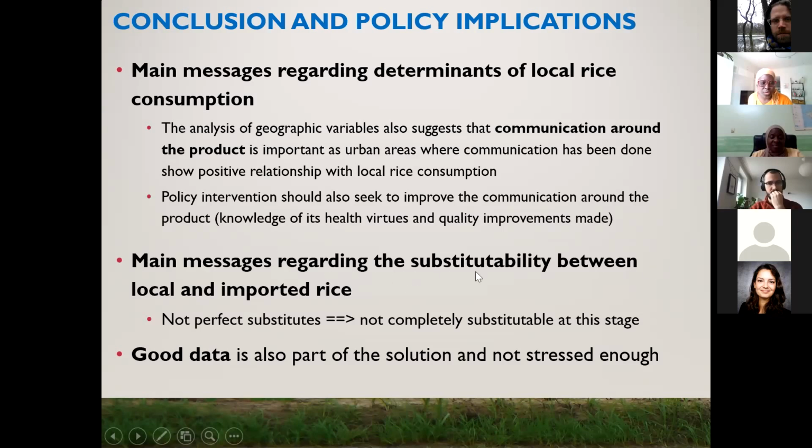And the main message regarding the substitutability between local and imported rice, as we have seen, is that they are substitutes. However, they are not perfect substitutes, so they are not completely substitutable at this stage. And also, good data is part of the solution, and this is not stressed enough. As you have seen, we could not include the Senegal River Valley, which is an important area when it comes to local rice production, because the data did not allow us to do so. It was not available. So good data is also part of the solution.